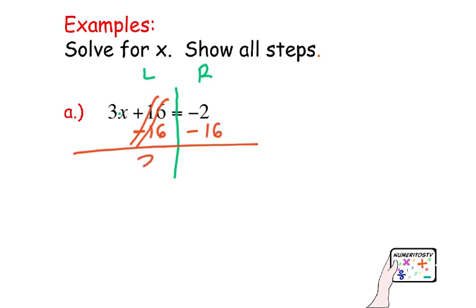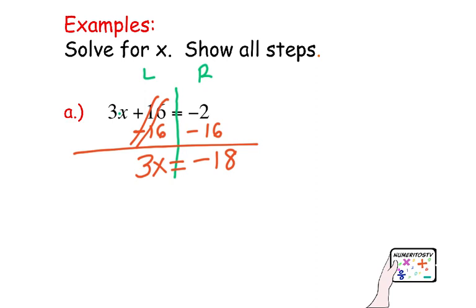So in the left side, I have my 3x. And in the other side, be careful with the rules of adding negatives and positives. Here we have the addition of two negatives. Negative 2 plus negative 16, that will be negative 18.